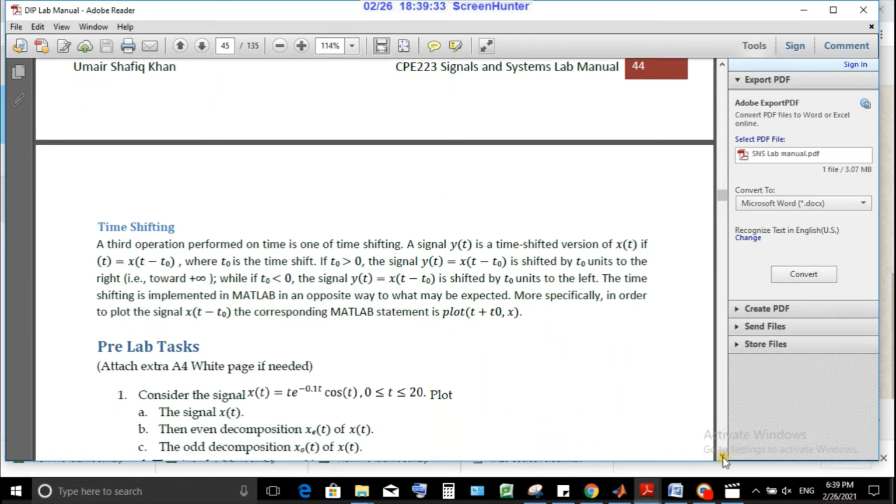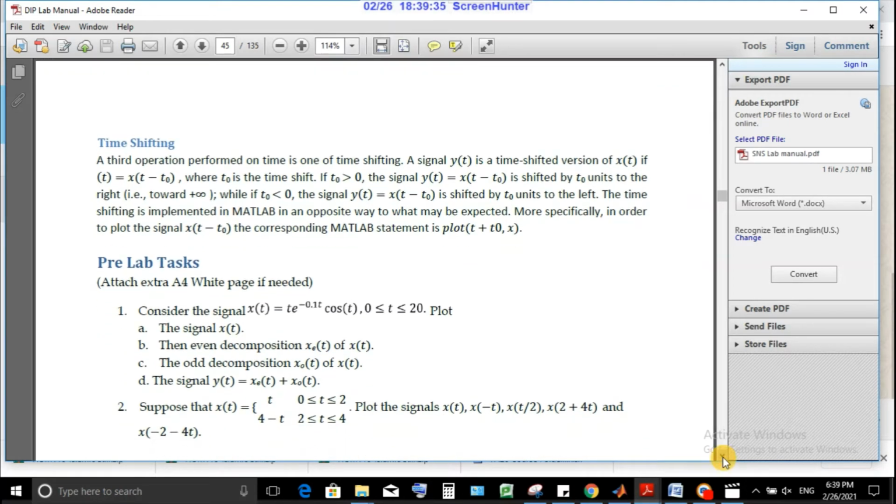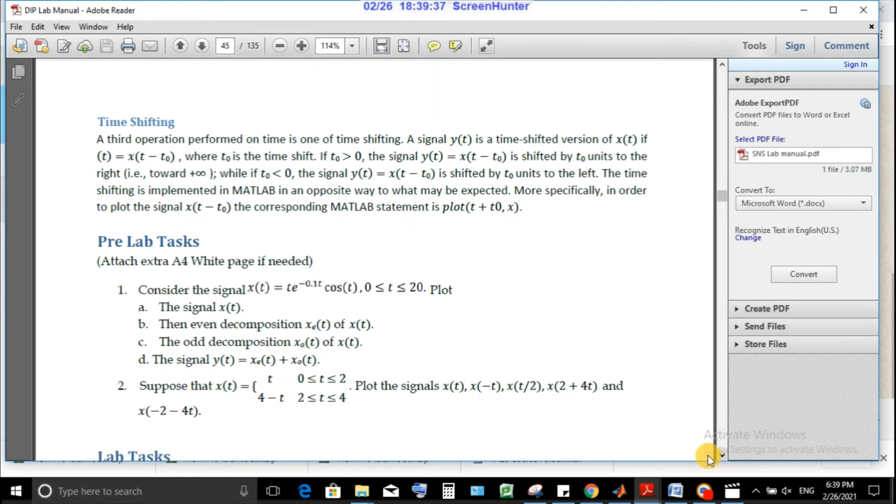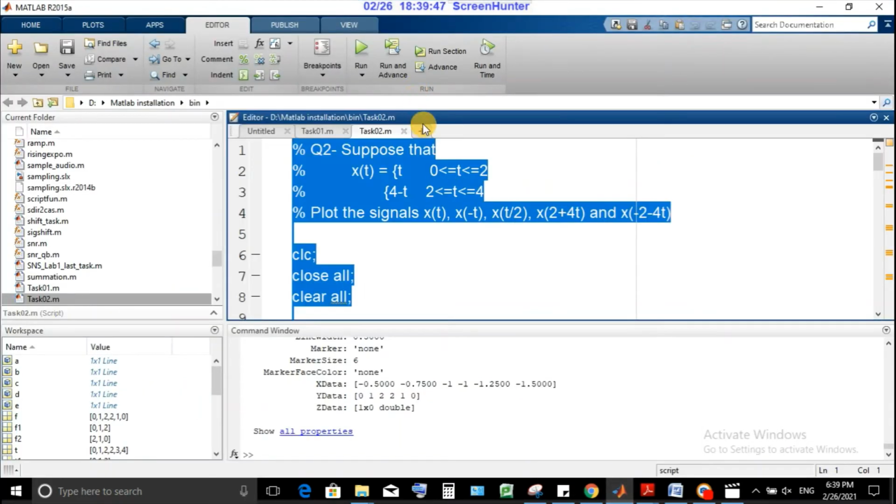Now we go towards the Prelab section. In the Prelab section, there are these two tasks, and we will consider and discuss them, so we may get a better understanding of how the tasks can be implemented in MATLAB.